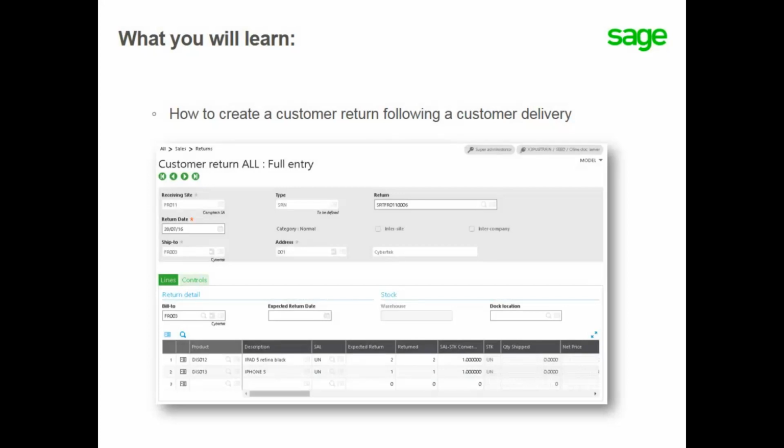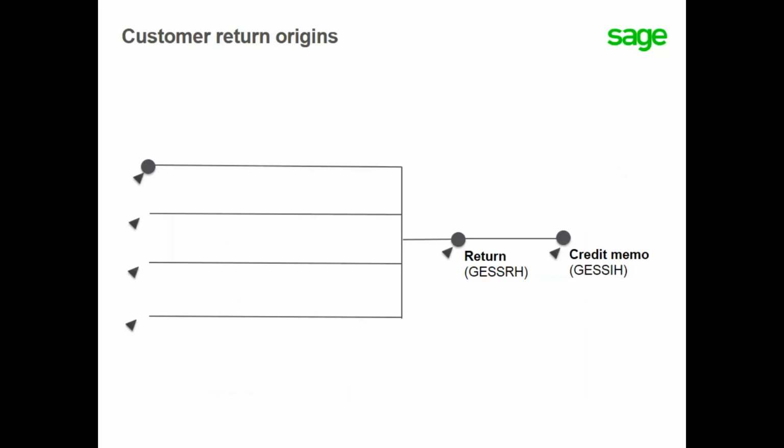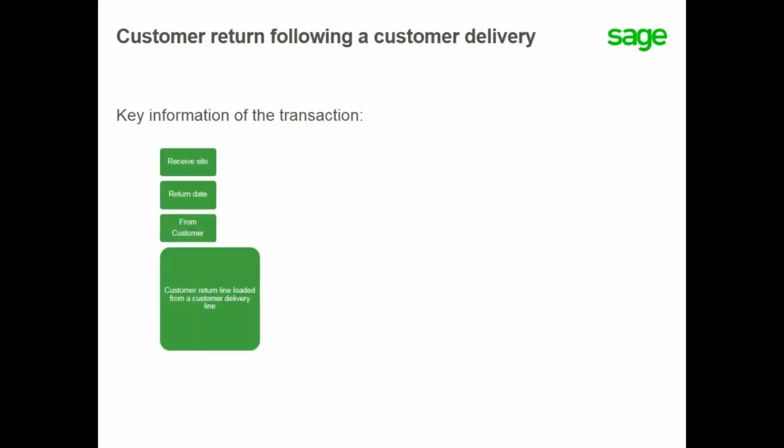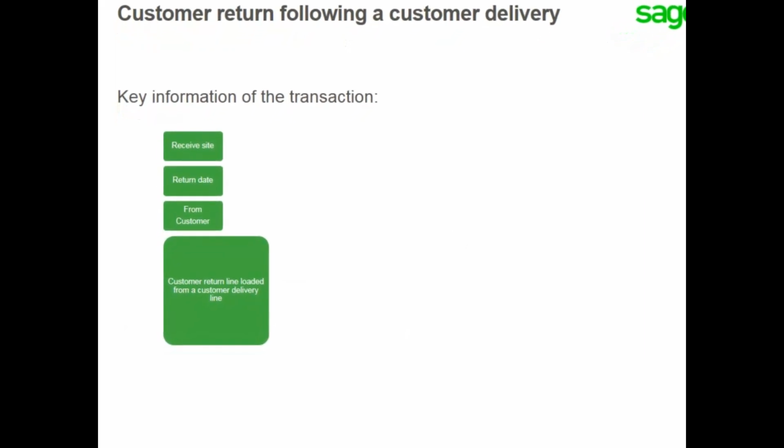In this topic, you will learn how to create a customer return following a customer delivery. A customer return can be made following a customer delivery or a supplier return in the case of intersite or intercompany transfers. A customer return can be created manually by direct entry or by an import process. The customer return function is used to record a customer return following a customer delivery or a supplier return in the case of intersite or intercompany transfers.